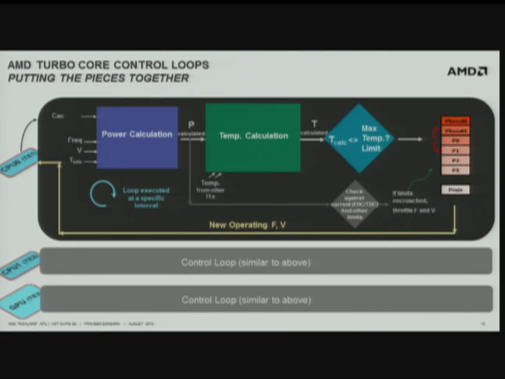Okay, putting everything together, there are 3 control loops here, which are similar to each other for each of the thermal entities. You have the power calculation step, the temperature calculation, and then the decision point from where you actually change your P states. The new operating frequency and voltage is sent back to the thermal entity. So for that particular interval, the thermal entity would be operating with that frequency and voltage. Steady state is reached when the temperature hits the max temperature limit. That's how the control loop works, and it's similar on the other thermal entities as well.